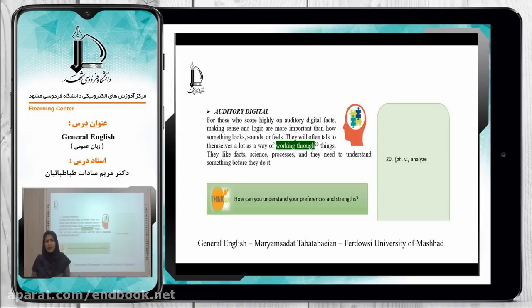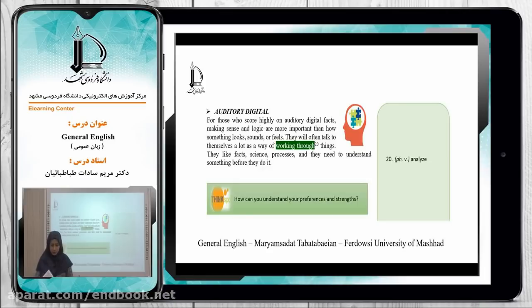So, look at the green box. How can you understand your preferences and strengths? Think about your learning, the way you learn best. I guess that can help you understand your own preference. Also, you can think about the way you make decisions. That can also be helpful.